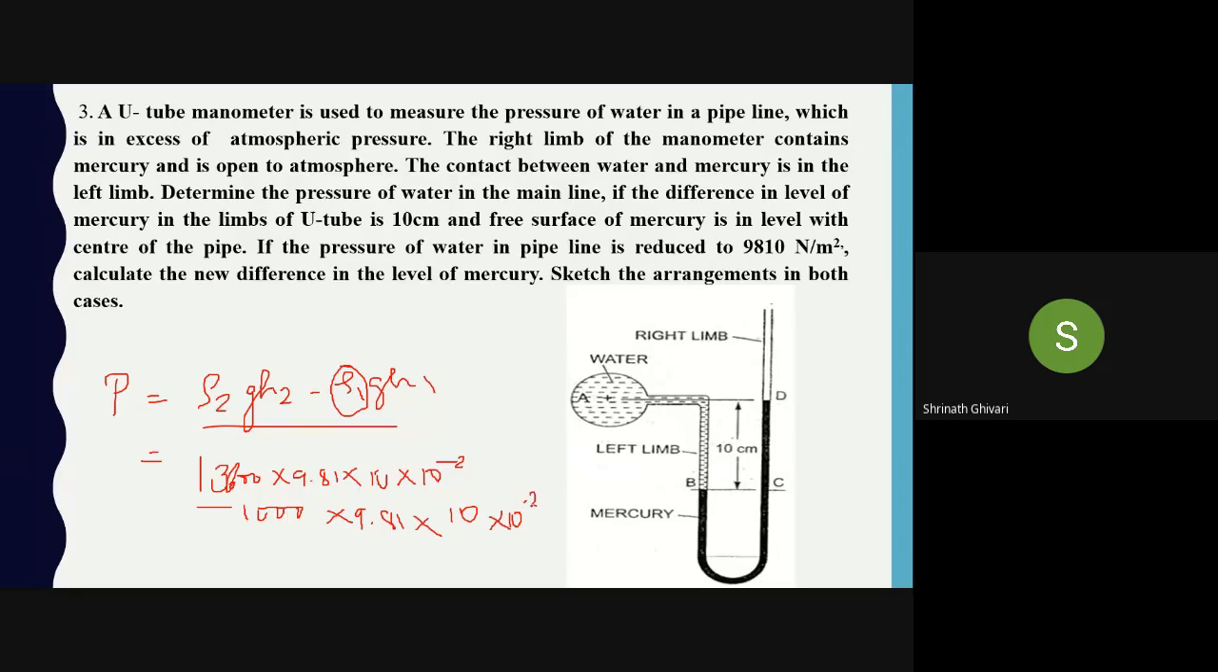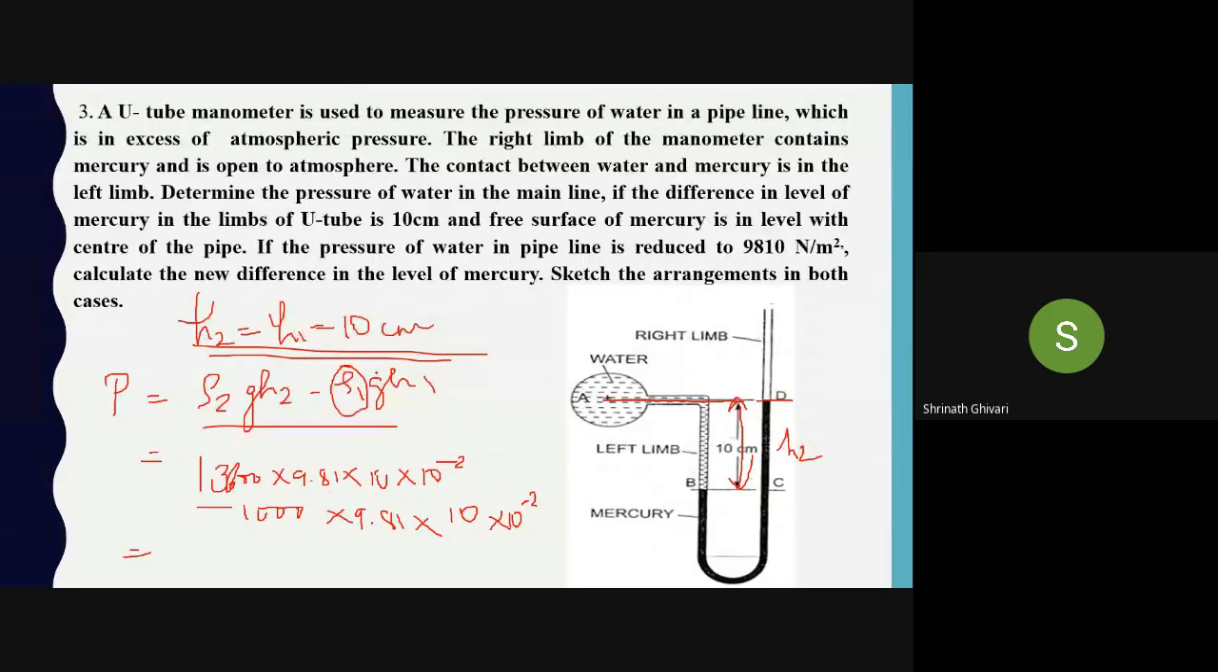1000 into 9.81 into 10 into 10 raised to minus 2. Am I right or wrong? Here I will say that H2 is equal to H1, equal to 10 centimeter. Am I right or wrong? Yes, sir. Why? Because this is the height of the water from the datum to the lighter liquid. That is 10 centimeter. And the same height for the manometric liquid is H2. Therefore, H1 is equal to H2. That is 10 centimeter. What is the answer for this? What is the pressure at this point?